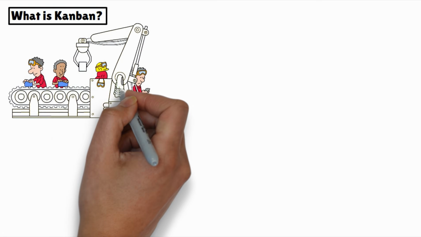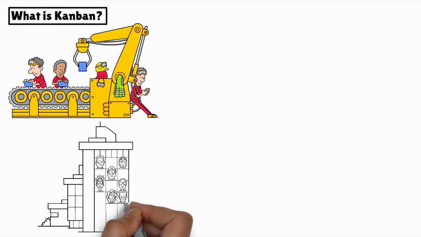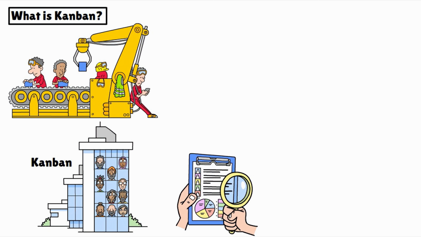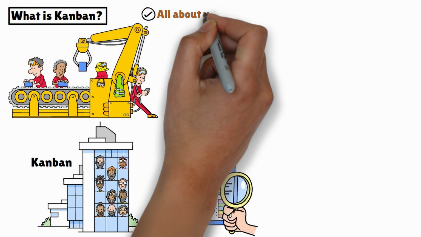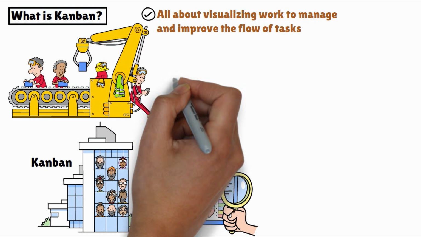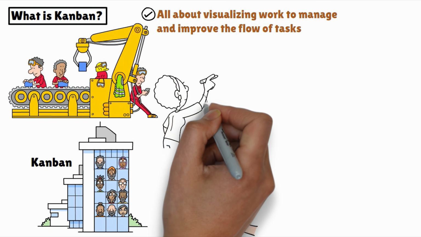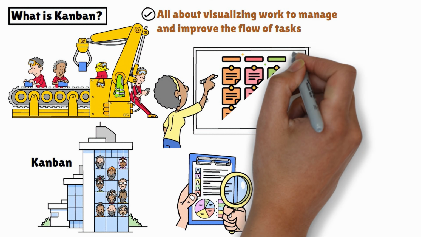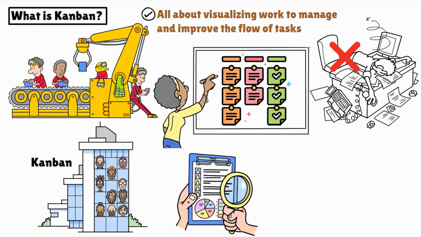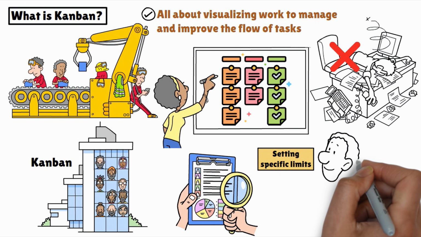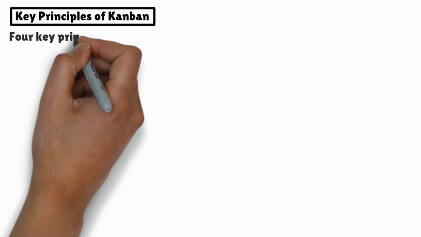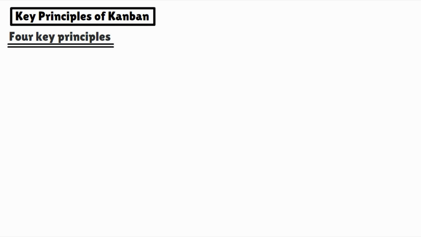Originally developed in manufacturing, Kanban has become widely adopted across industries as a go-to method for managing tasks and resources. At its core, Kanban is all about visualizing work to manage and improve the flow of tasks. By laying out tasks on a board, you and your team can quickly see what's in progress, what's finished, and what might need extra attention. Kanban also limits work overload by setting specific limits on how many tasks can be in progress at any one time. Kanban is built around 4 key principles that guide its use in project management.